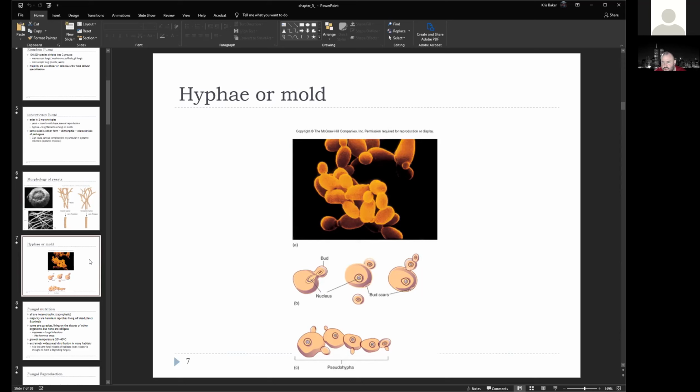Here we see some other interesting stuff. We've got in panel A some yeast. In panel B, we've got some yeasts that are budding. So this is kind of cool. Quick asexual reproduction certainly beats the time that it takes to have sex.